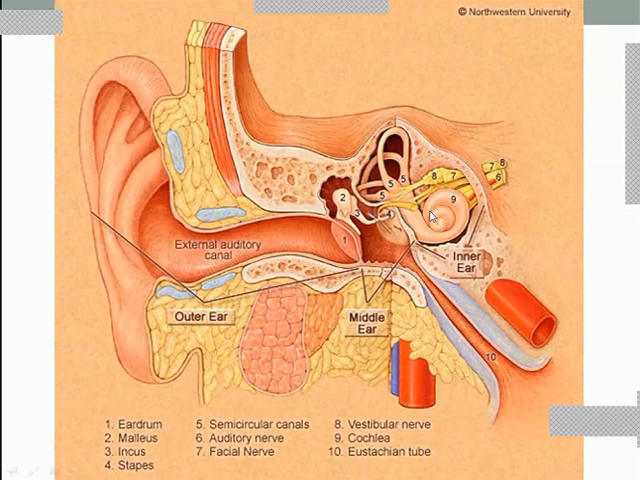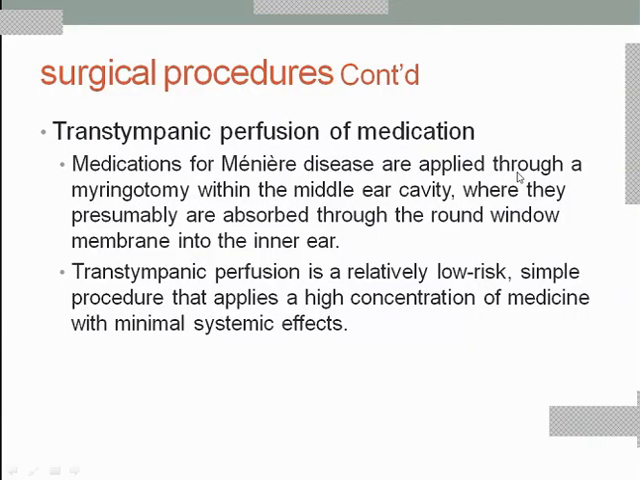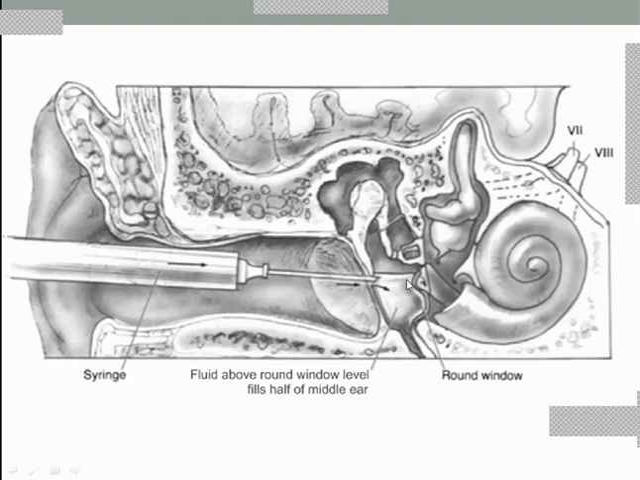Another procedure is transtympanic perfusion of medication, or transtympanic injection of medication. We usually use gentamicin for that. The medication is applied to the middle ear. By using a needle, we'll make an opening in the tympanic membrane and insert the needle through it. And the gentamicin injection is given into the middle ear, not into the inner ear.